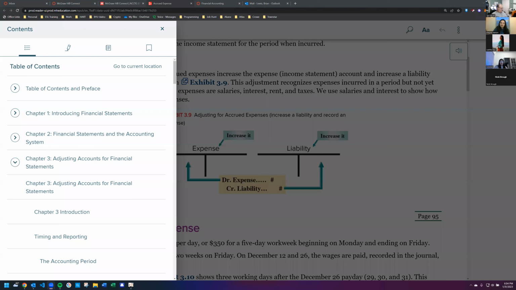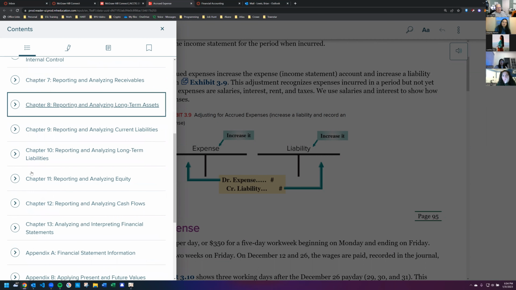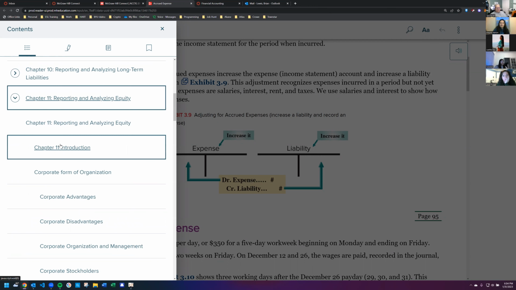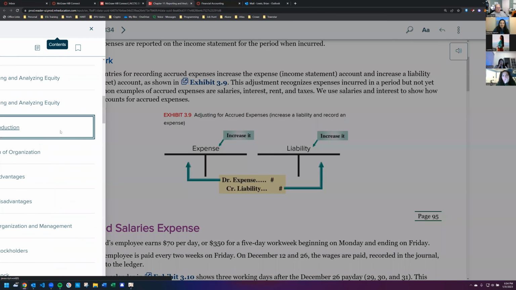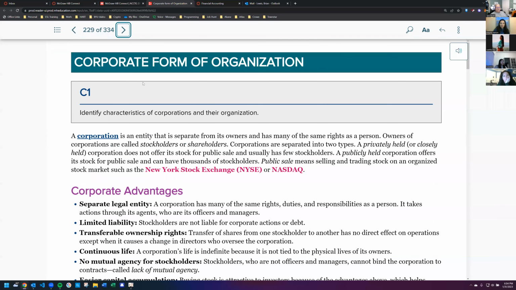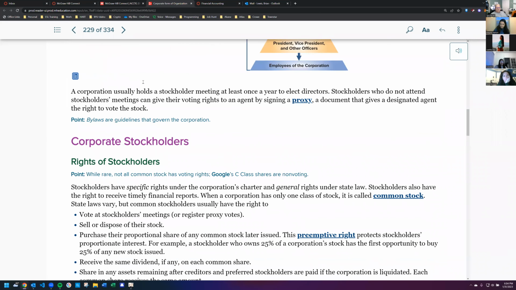Let's see. I probably should share my screen, shouldn't I? Screen 2, share. All right. Can everybody see the textbook? Yep. Okay. Let's go to here. Next one. Okay, I don't think it's here.